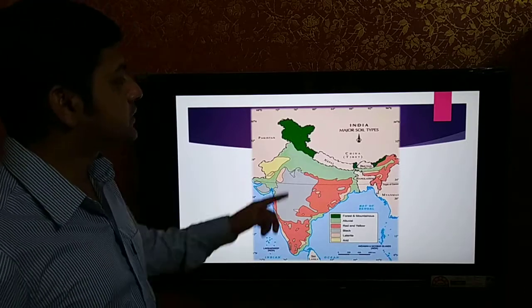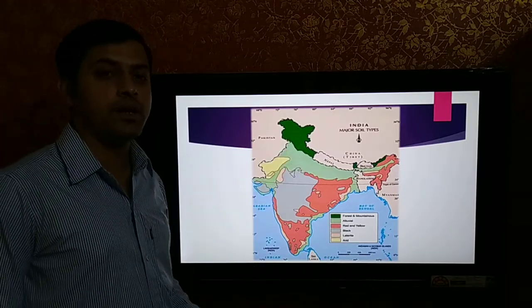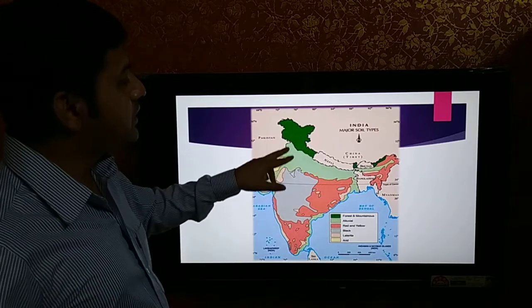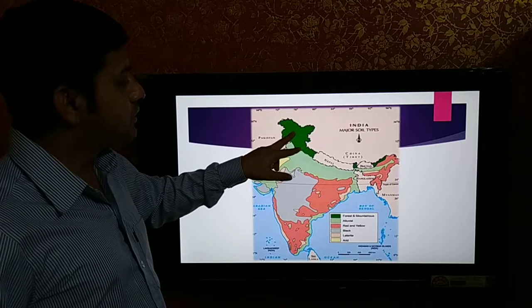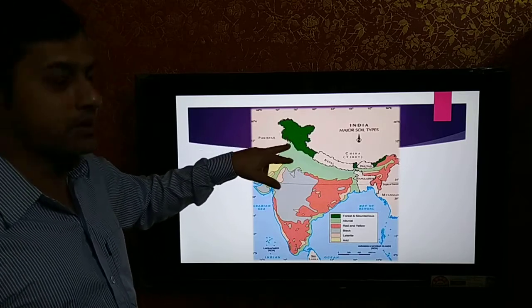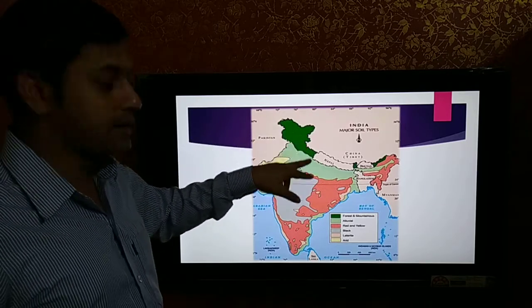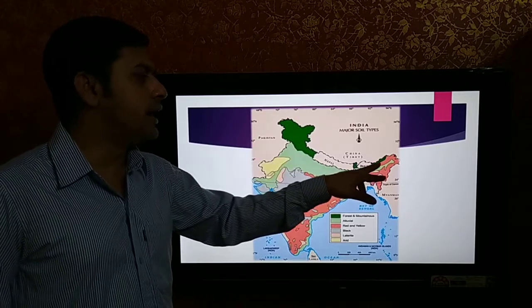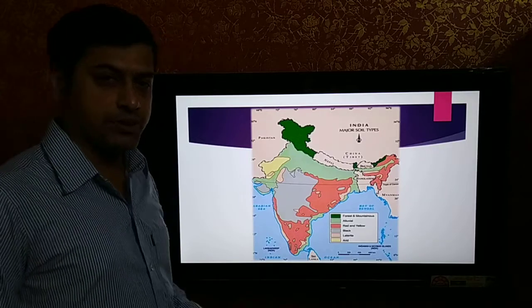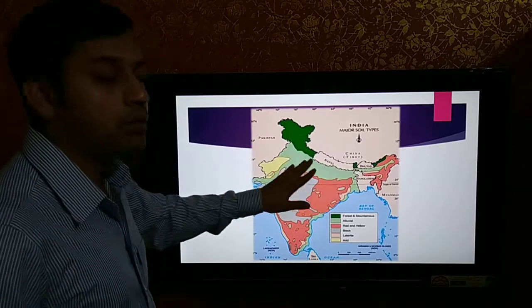So let us come to the first type of soil. We have seen the mountain soil. Mountain soil is mainly found in the northern part of India, mainly the state of Jammu Kashmir, which is at present Jammu and Ladakh, then Himachal Pradesh, Uttarakhand, Sikkim and some parts of Arunachal Pradesh. Here we can find the mountain soil.